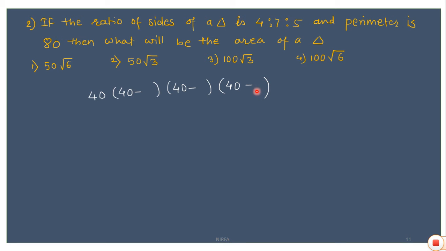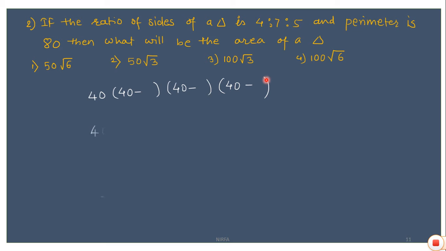Now add the ratio. What is the ratio given to you? This is 4 plus 7, 11, plus 5, 16. That sum of the ratio which I have got, 16, divide the perimeter by it. So 80 upon 16, I'll get 5. So now 5 into the first number of the ratio will become 20, I am putting 20 here. 5 into 7, 35, you put here. 5 into 5, 25, you put here.